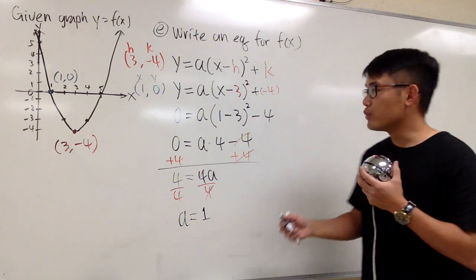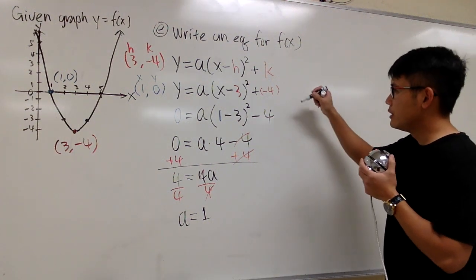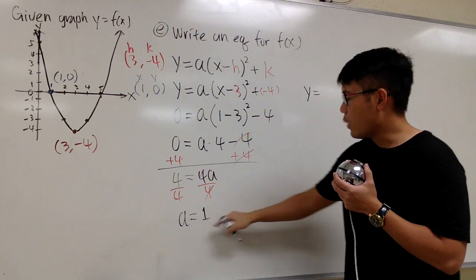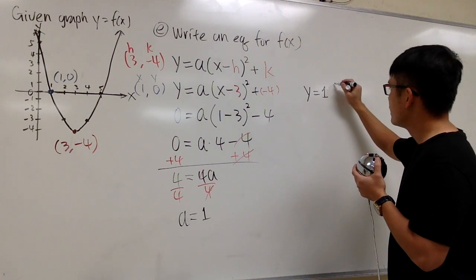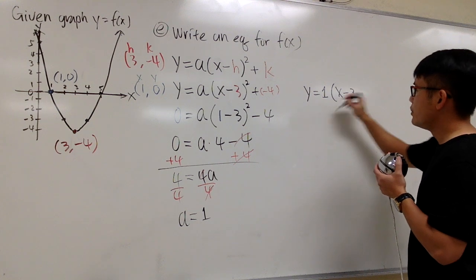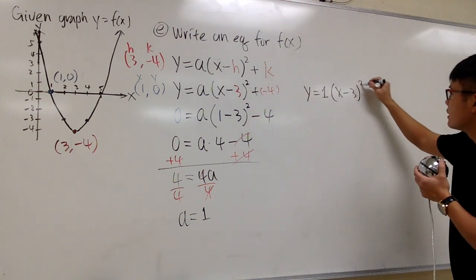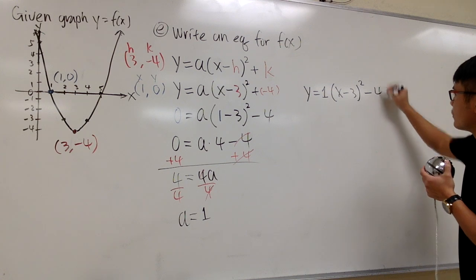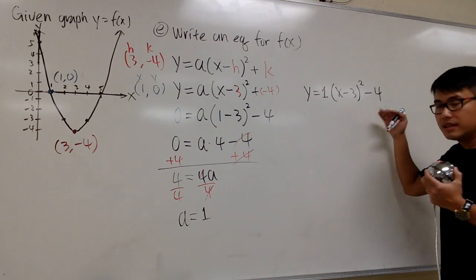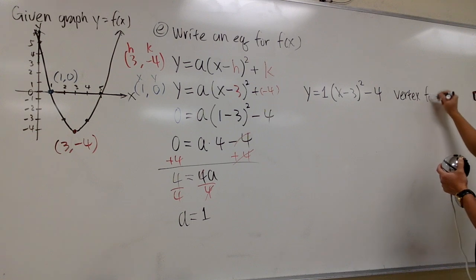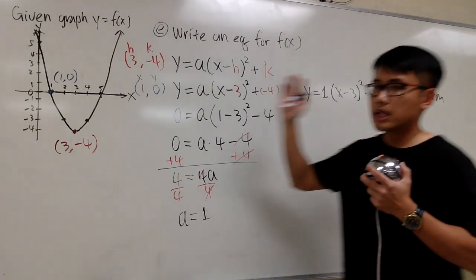At the end, if you want to get the vertex form, which let me put it down here, y is equal to a, we know it's 1 now, so I can put down 1 times the parentheses right here, x minus 3, and square that, and we add -4, so it's the same as just saying -4. And this is it. This is the vertex form of this parabola.